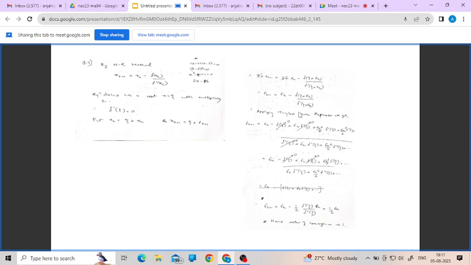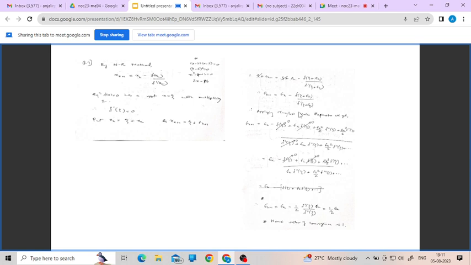Is it clear to everyone till this? Okay. Now apply Taylor series expansion. So you will get epsilon k plus 1 is equals epsilon k minus, here f of xi plus epsilon k you will expand, so you will get f of xi plus epsilon k times f dash xi plus epsilon k square by 2 times f double dash of xi plus epsilon k cube by 6 f triple dash of xi plus dot dot dot.